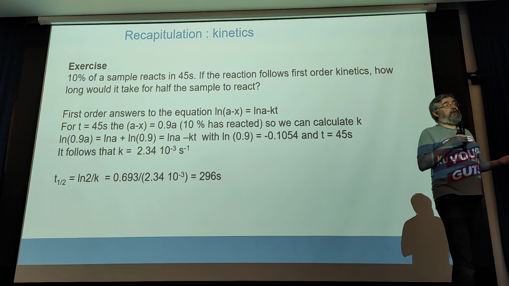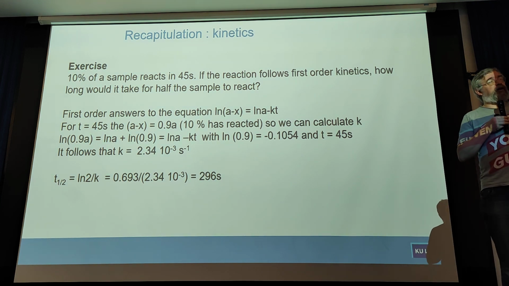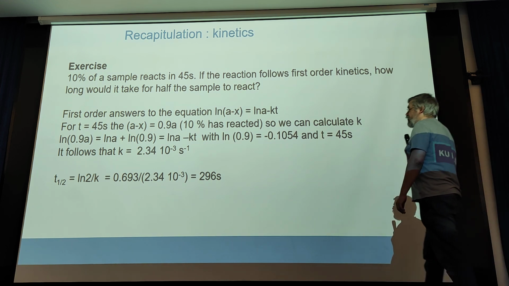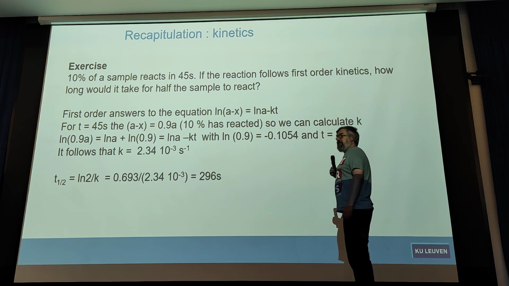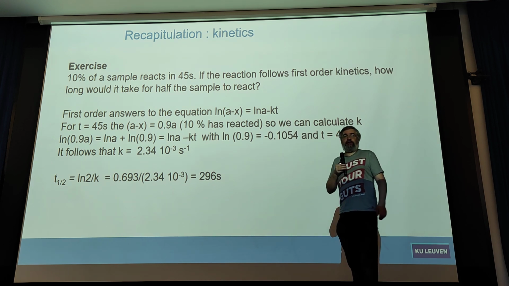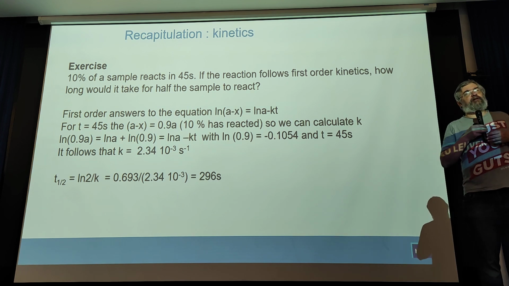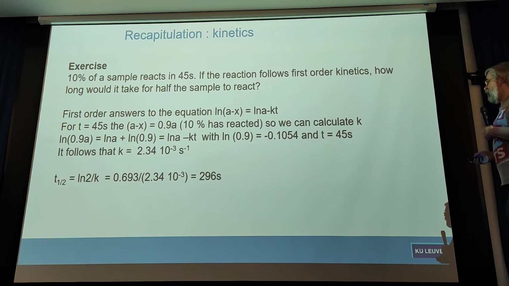That's k. Now we have to calculate the half-life, but that's easy. That's just ln2 divided by k. And ln2 is 0.693. So if we divide that, it's going to take 296 seconds to reach the half-life, which again seems to be kind of logical, yes?